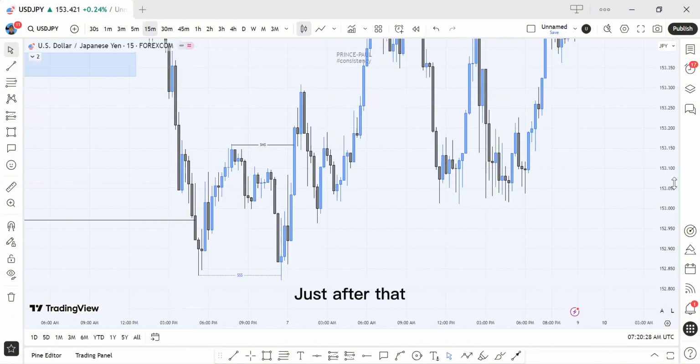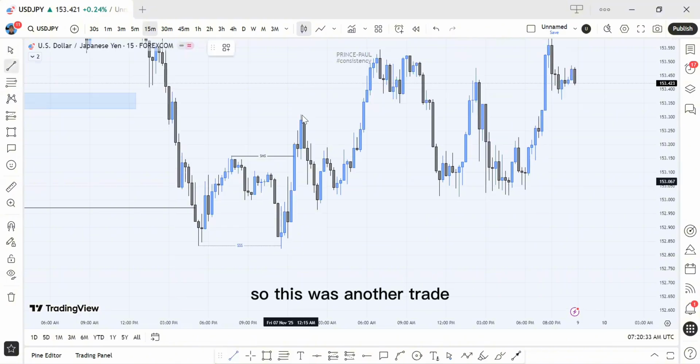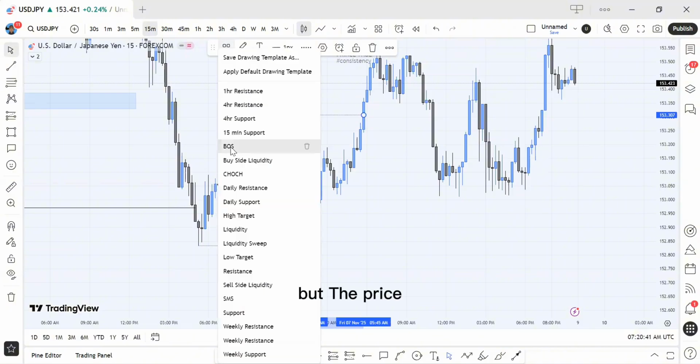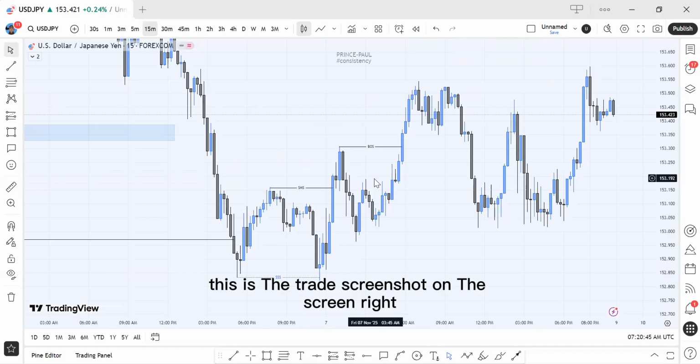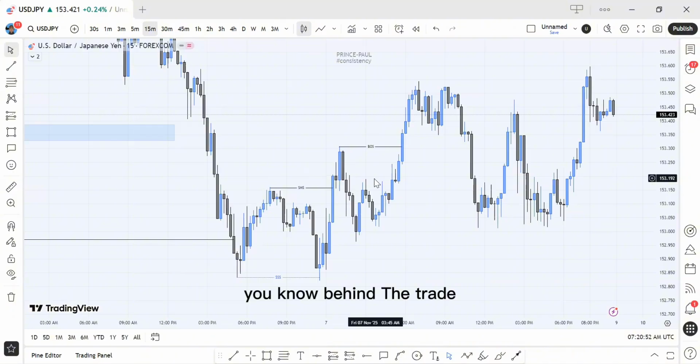So just after that, price gave us another break of structure. So this was another trade. This was another trade I spotted and actually executed, but price, funny enough, did not come back to tap me in. This is the trade screenshot on the screen, right? So I'm just going to explain the concept behind the trade.